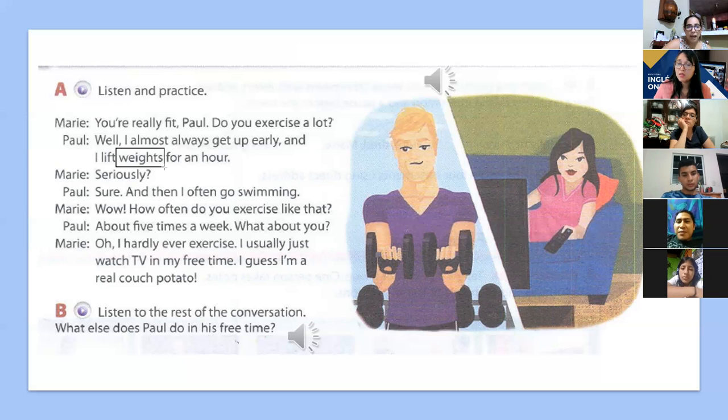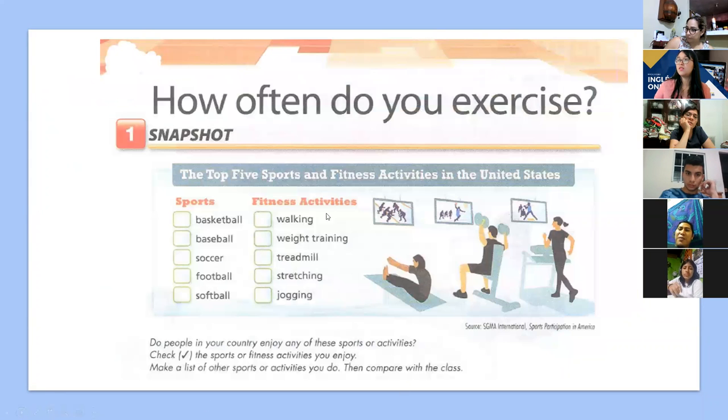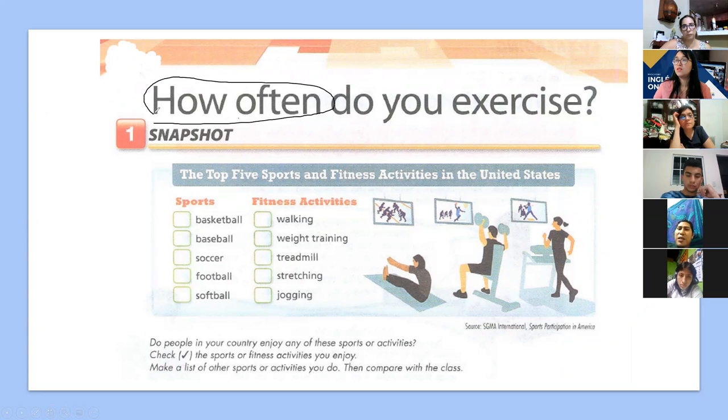I'm sorry? Hardly. Okay, este es hardly ever. Es como que algo muy difícilmente. Algo que usted le cuesta hacer, right? Hardly ever. Okay, so let's continue page 37. This part, right? Vamos a hablar, how often do you exercise? ¿Qué tan seguido? How often? How often do you exercise?